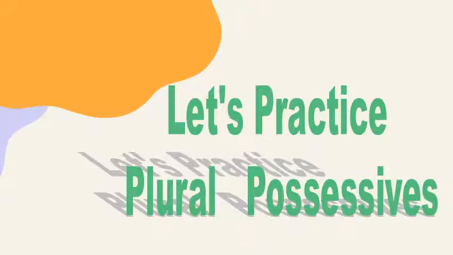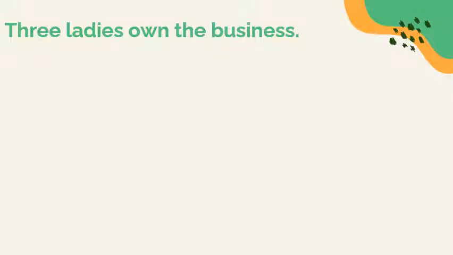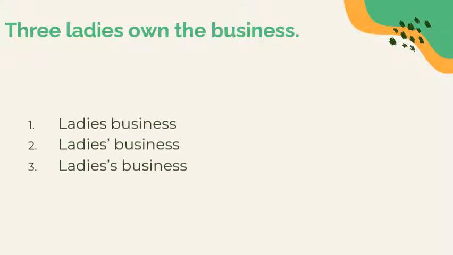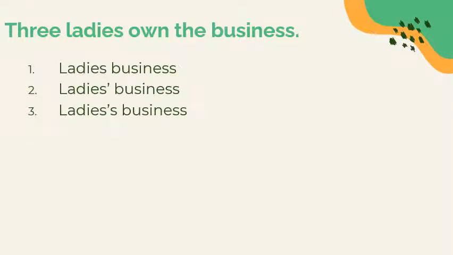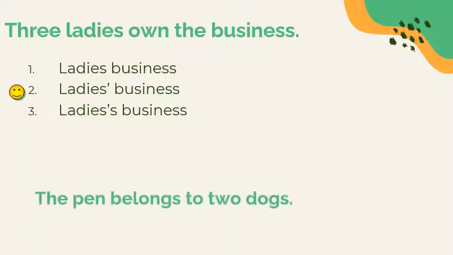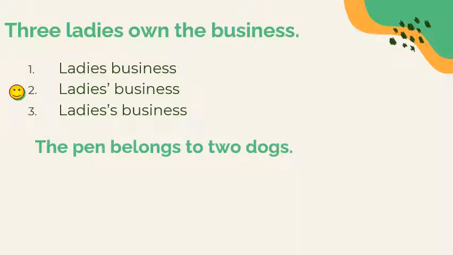Let's practice plural possessives, the regular plural. First example, three ladies own the business. Ladies. So the owner here is the ladies. Okay, ladies is already in the plural and it already has s. So what should we do? We just add apostrophe. So it's never number one, never number three, it's number two. We add just apostrophe.